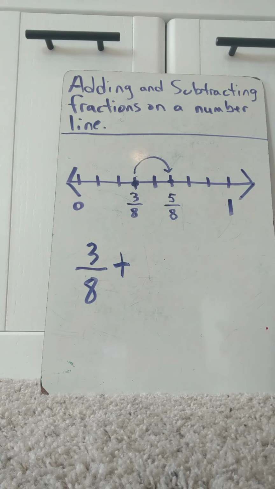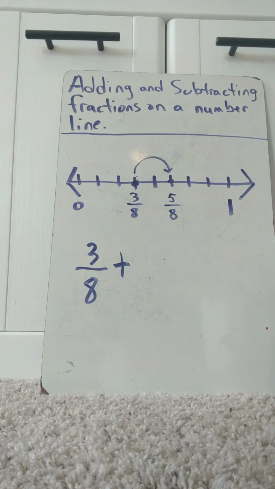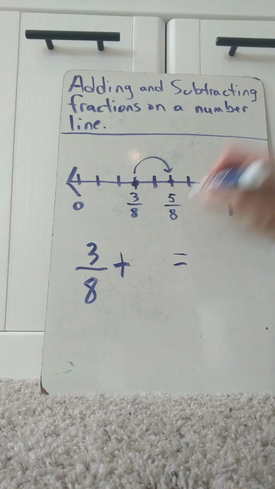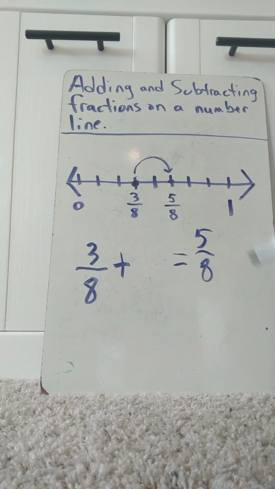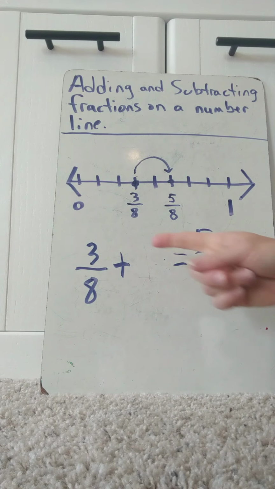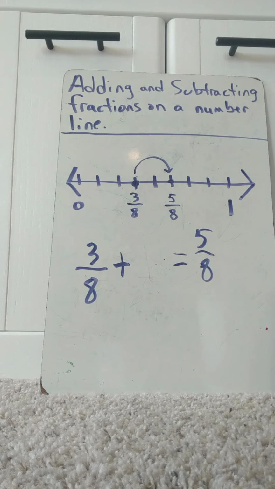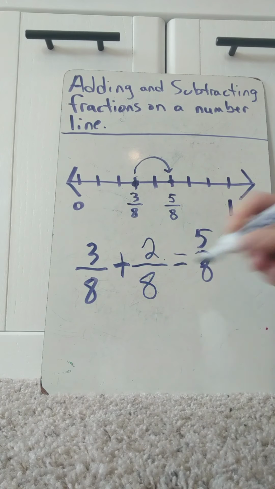Now, where the arrow ends on 5 eighths, that's your answer to the problem. So don't get confused. That's where it ends. So we're going to write 5 eighths here. Now you need to fill in this section. Well, we can do that. You would say to yourself, 3 plus what number equals 5? Well, I know 3 plus 2 equals 5, and we keep this in eighths.